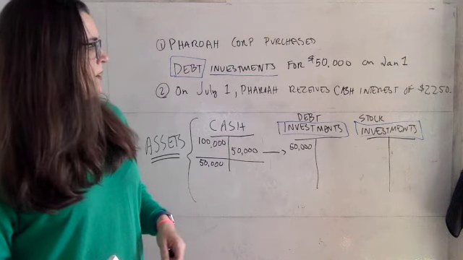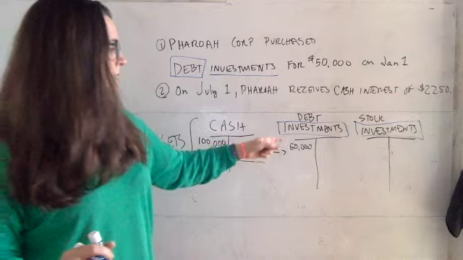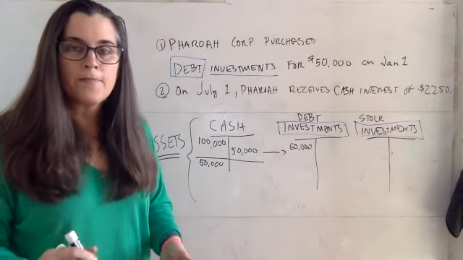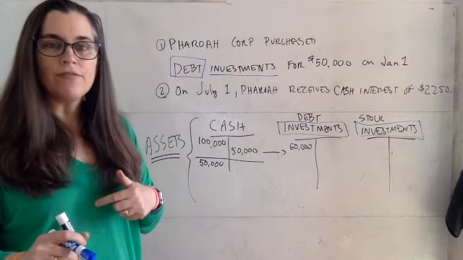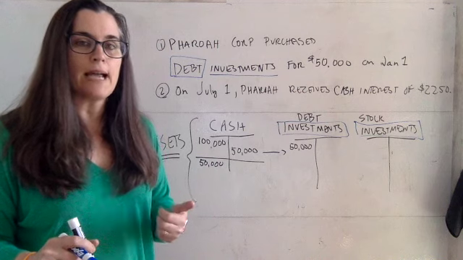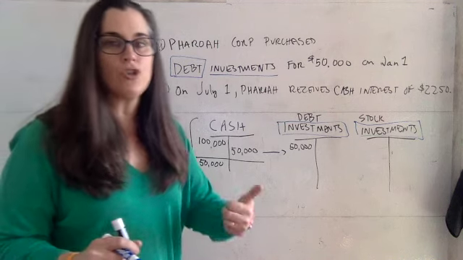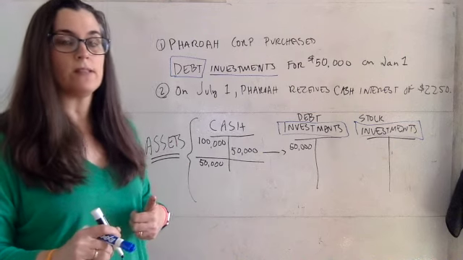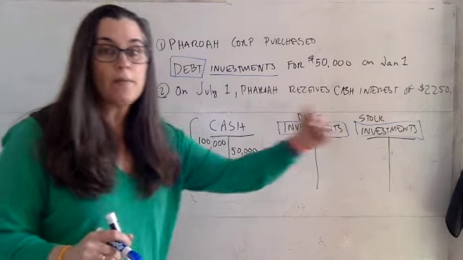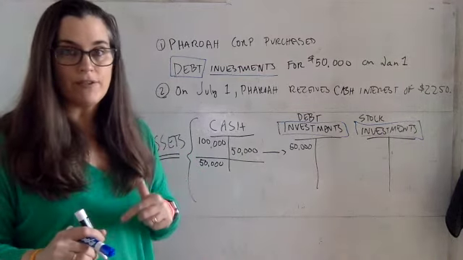Now, July 1st comes along, and because this company purchased a bond, a debt investment, they are entitled to receive interest on the bond. In Chapter 15, we looked at being on the issuing side of a bond and the fact that when we issue debt, we have to pay interest expense. Here, we are purchasing the bond from the issuer and thus are receiving that interest as revenue.